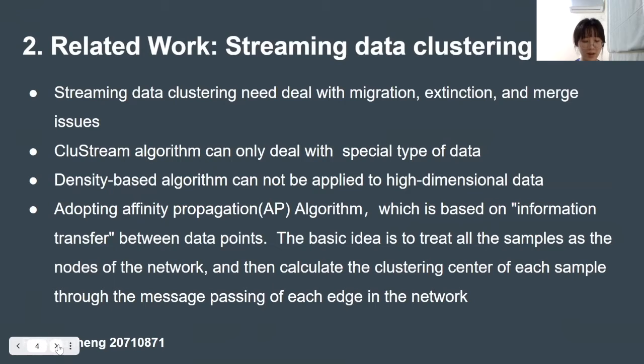At the very beginning, we accessed some papers about clustering algorithms. We find there are several proposed algorithms. The clustering algorithm was first proposed to solve the streaming data clustering problem, which is based on the concepts of microclusters and pyramidal time frame. However, it can only deal with special types of data. Then we find density-based algorithms such as DBSCAN algorithm, but it's not suitable for high-dimensional data. Finally, we adopt affinity propagation algorithm, which is based on the information transfer between data points.